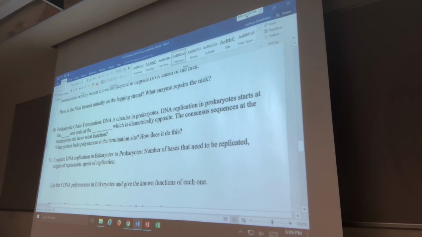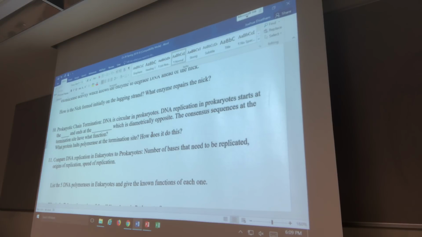Prokaryotic chain termination, meaning how does DNA replication end in prokaryotes? Remember that DNA is circular in prokaryotes, however, you do need to communicate to the replication forks to stop replicating DNA. There's a particular site on prokaryotic DNA that is necessary for this. Anyone remember what the name of that site is? The ter locus, which stands for the termination locus, the stop here locus.